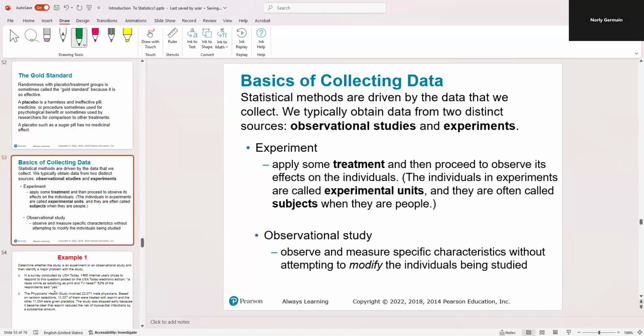We typically obtain data from two distinct sources: either from observation, or observational studies. That means you just sit and observe, or you distribute a questionnaire, or you call over the phone. We call these observational studies because you don't impose any treatment. But the other source you can obtain your data from is experiments. For experiments, you impose a treatment.